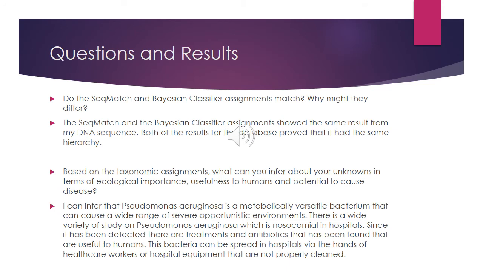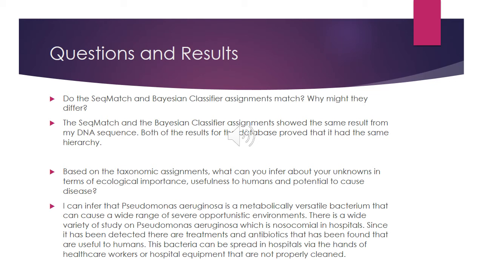This is just the questions and results, and the question is, do the sequence match and the Bayesian classifier assignments match? Why might they differ? In the previous slides I had shown you the description of the Bayesian classifier, and I got a result which was 100%. So yes, the sequence match and the Bayesian classifier assignment showed the same result from my DNA sequence. Both of the results for the database proved that it had the same hierarchy.